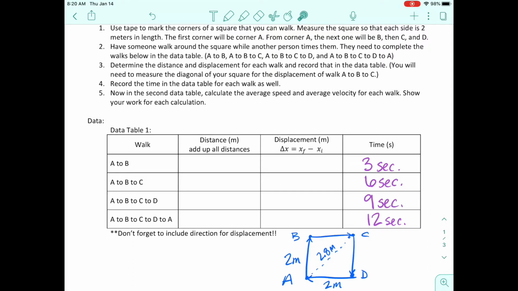Record the time in the data table. Now in the second data table, calculate the average speed and average velocity for each walk. Show your work in each calculation. So let's go ahead and calculate the distance and displacement for each of the walks.